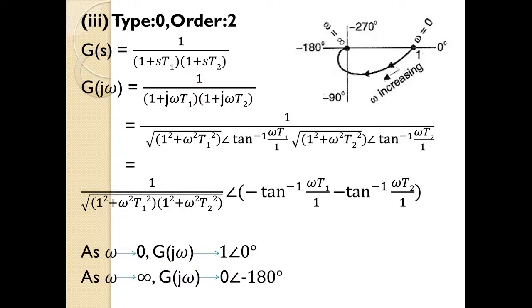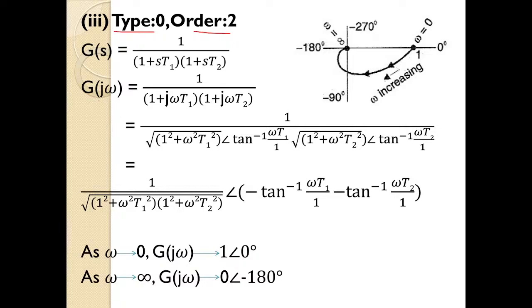Now, type 0 and order 2 system. Type 0 means here you can see s power 0. S is not there. So type 0. Order 2 means highest power of s is what? If you multiply all the terms, you will get s power 2. So it is order 2 type 0 system.